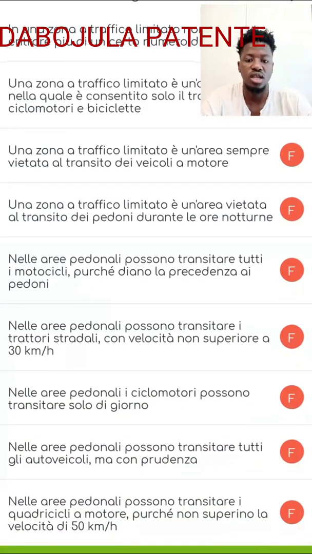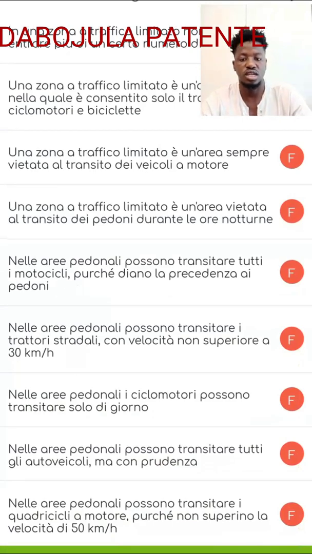Nelle aree pedonali possono transitare tutti i motocicli, purché diano la precedenza ai pedoni. Any kind of motorcycles are allowed to transit only if they give right of way to pedestrians to cross. This is false.